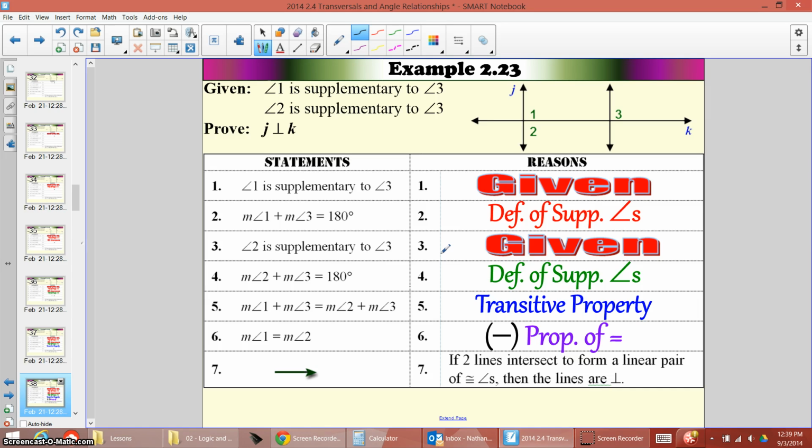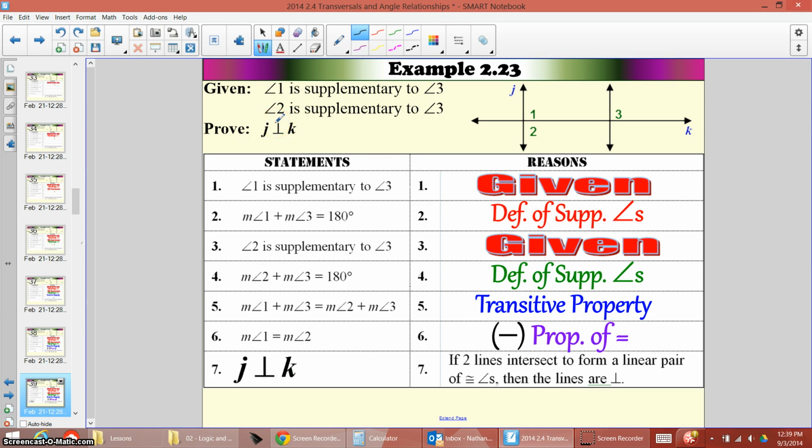So now the last answer right here, number 7, the slot that goes right there. Any ideas? Yeah. I told you the proof statement always goes at the very last bottom left corner. That's where your proof statement goes.